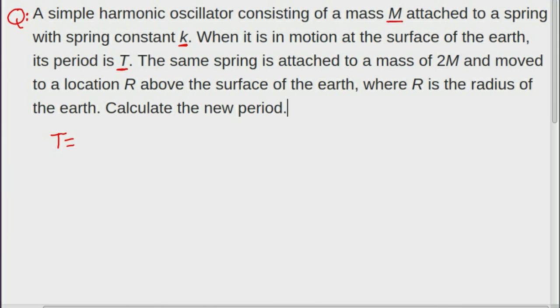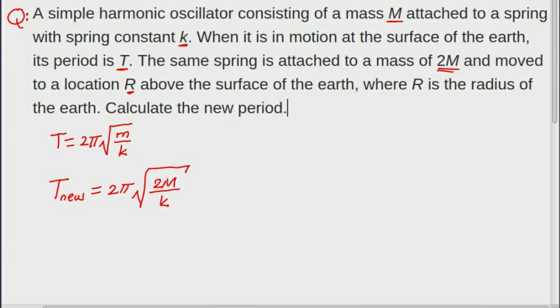Now we write our period equation for the mass spring system. T equals 2 pi square root of m over k. Now T new becomes 2 pi square root of 2m over k. So the location r did not show up in the equation. So it simplifies to 2 pi square root of m over k times square root of 2.